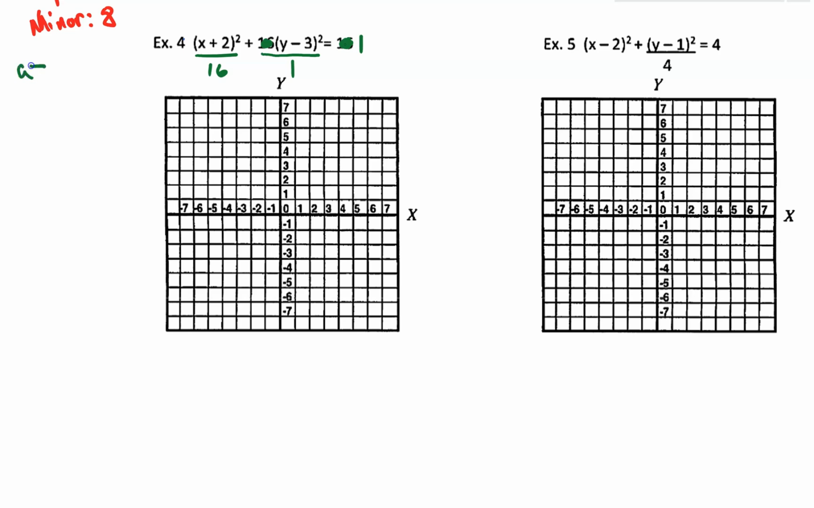So once I have that, what do I know a is? Well, a is the larger one. It's under x, so this is going to be a horizontal stretching of our circle by a factor of 4.